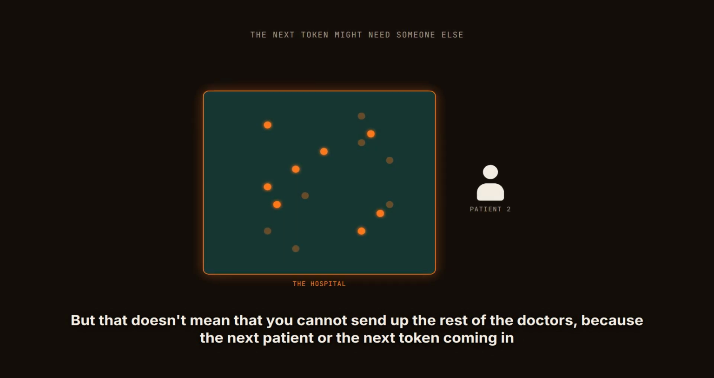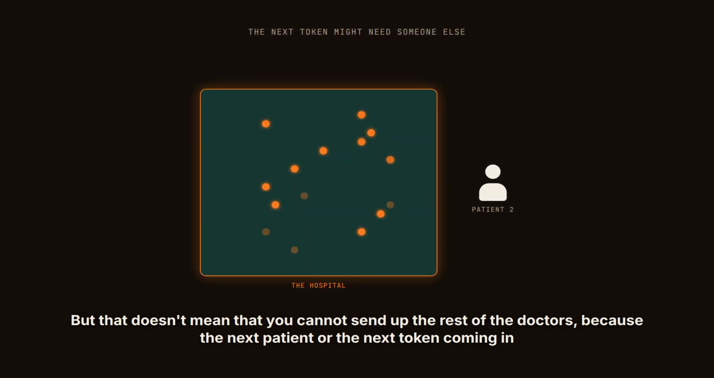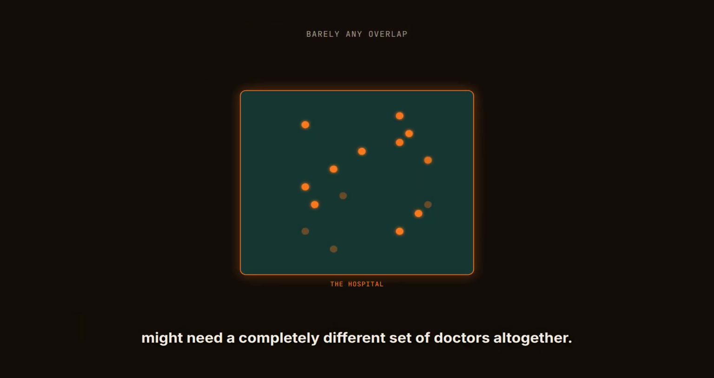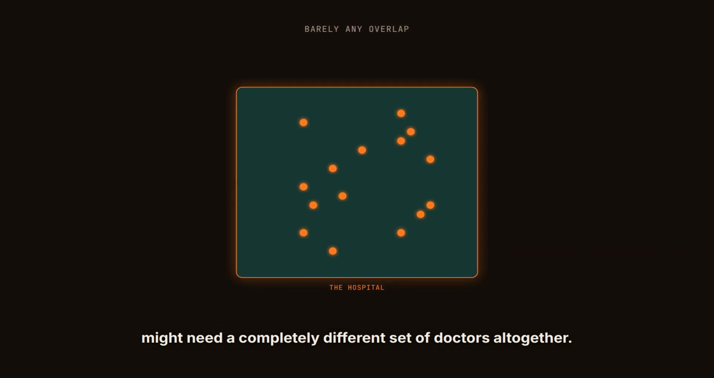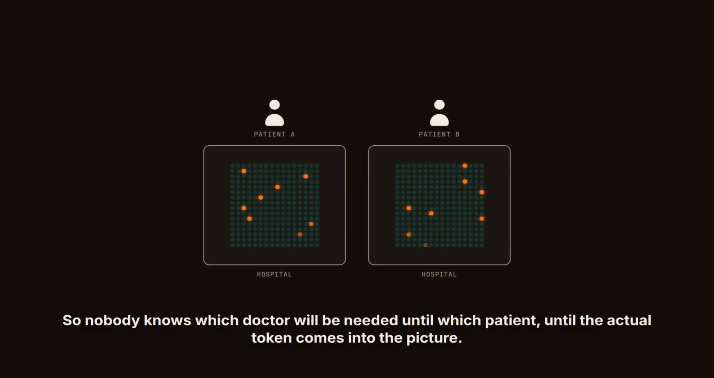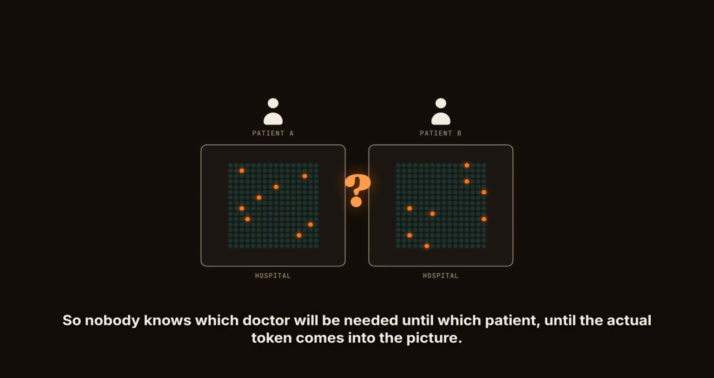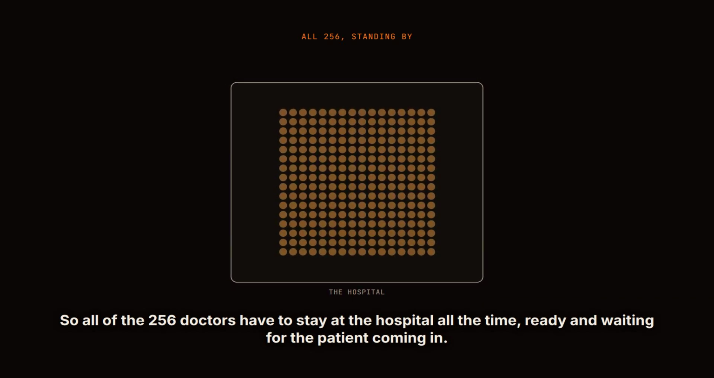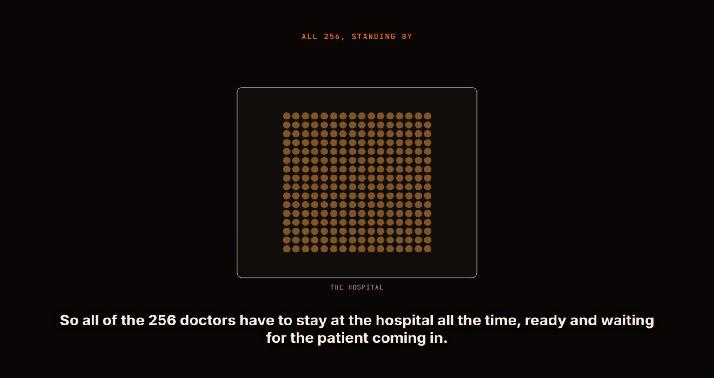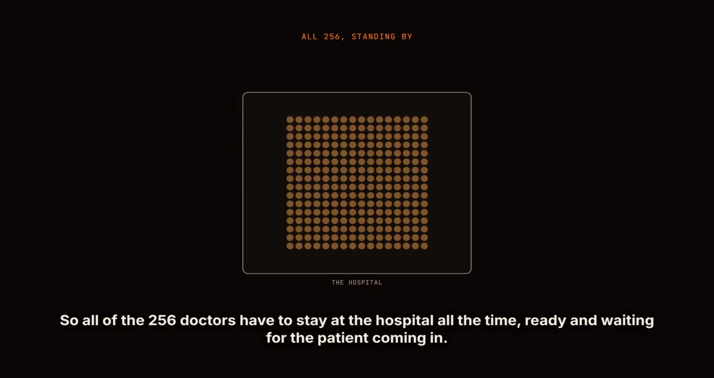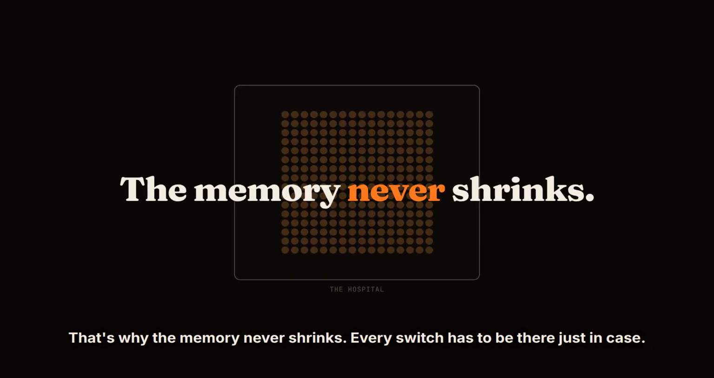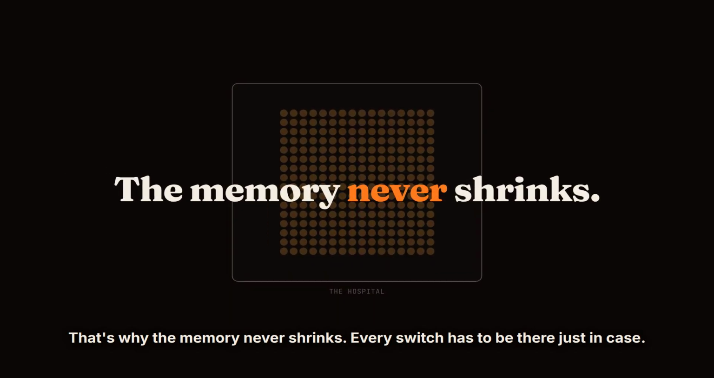But that doesn't mean you can send off the rest of the doctors, because the next patient, or the next token coming in, might need a completely different set of doctors altogether. So nobody knows which doctor will be needed until the actual token comes into the picture. So all of the 256 doctors have to stay at the hospital all the time, ready and waiting for the patient coming in. That's why the memory never shrinks. Each expert has to be there just in case.